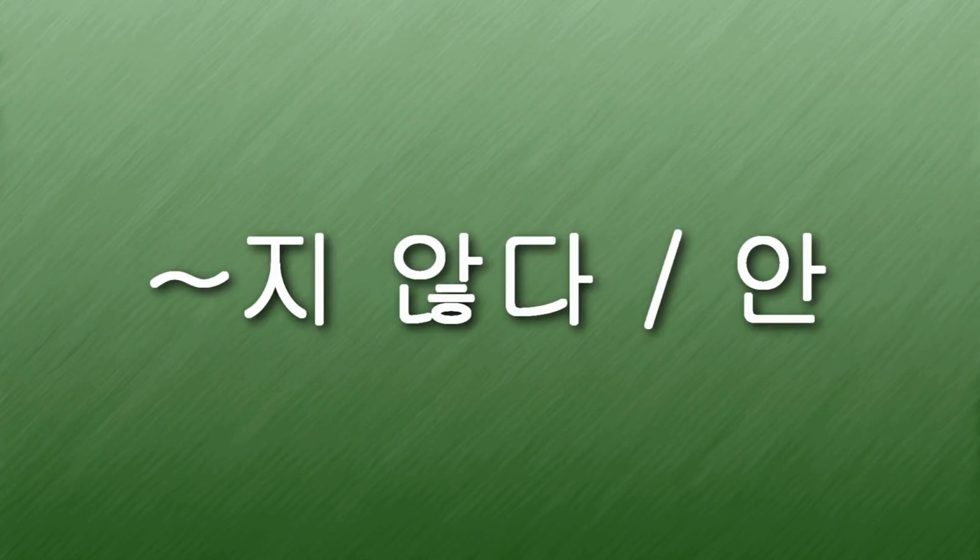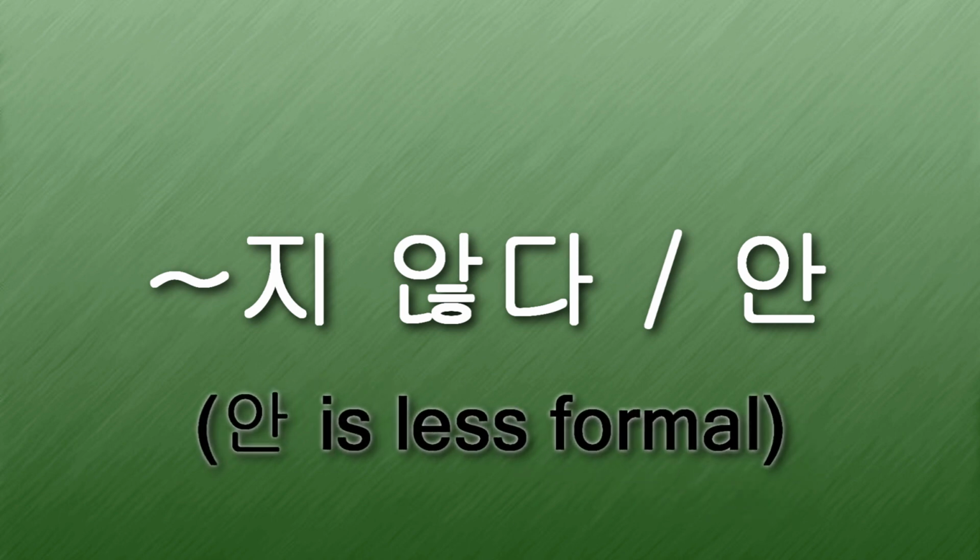Today I'll explain how to make your sentences negative. Not that kind of negative. That's what I mean. There are two ways to make your sentences negative. One way is with 지않다, and the other way is using 안. If you can use both of them, 안 sounds a bit more informal than 지않다, but they both have the same meaning. I'll show you how to use each of them.